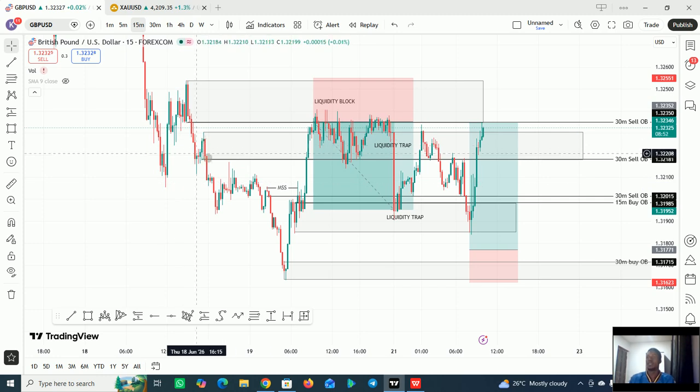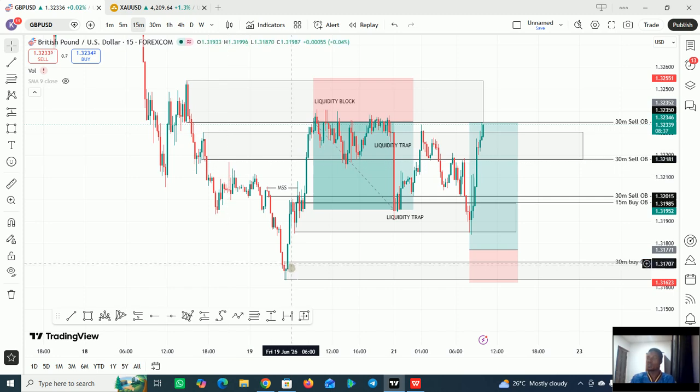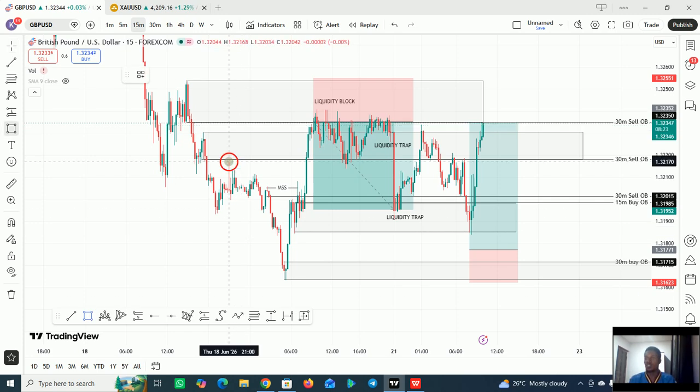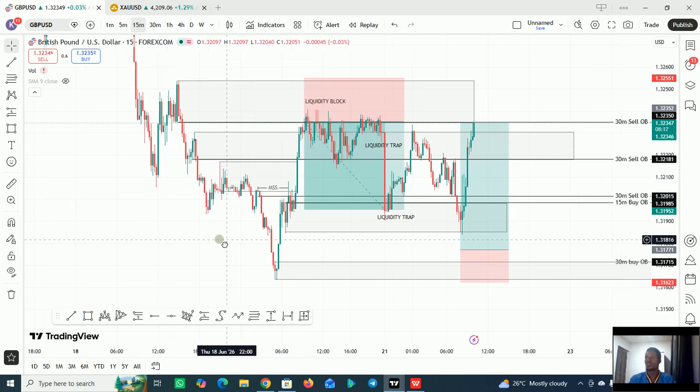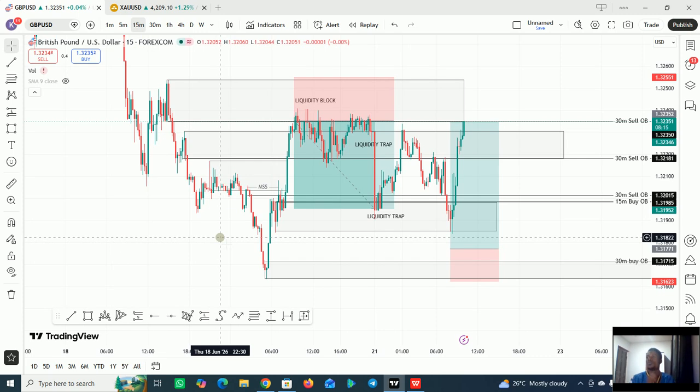So immediately price hits our 30 minutes sell order block here. As you can see, this was my liquidity trap. As you can see, market mitigated this fair value gap here before coming to break structure. So that is to tell us that sellers have been induced in this market. So there will be a lot of sell orders there. As you can also see here, we already have liquidity around this place. Market generated liquidity around this place too. So before you trade from a supply zone to a demand zone, you need to be able to spot liquidity.